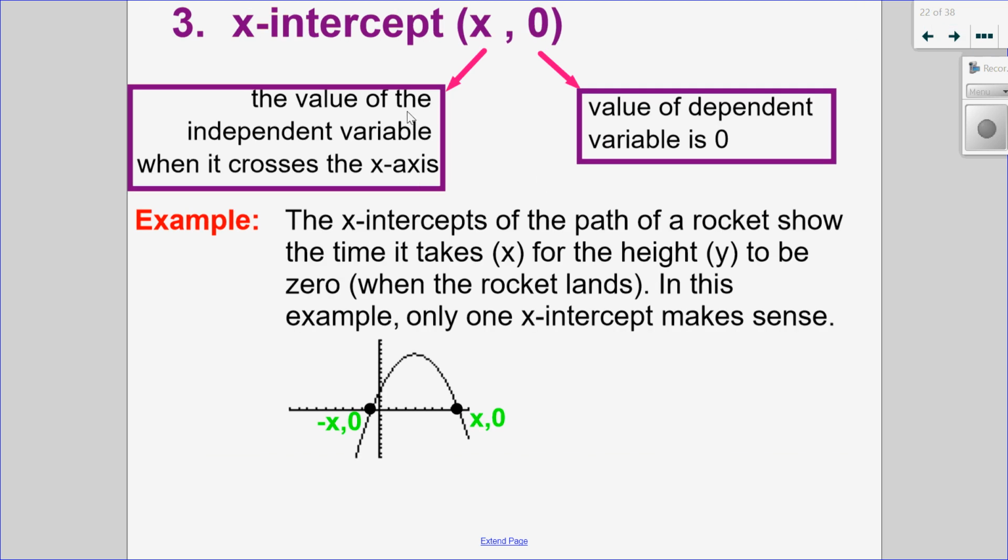Questions can also ask you for the x-intercept, and that's the value of the independent variable when it crosses the x-axis. An example of that with the rocket being launched: you can see that the negative x-intercept does not make sense because you can't have negative time. However, the positive x-intercept would be the time it takes for the rocket to reach the ground when it lands.